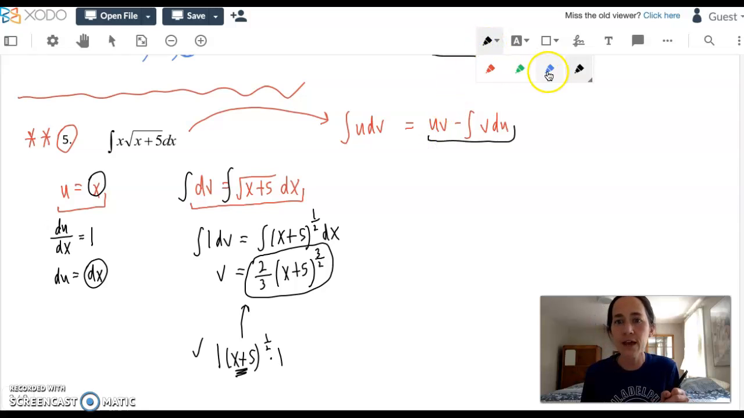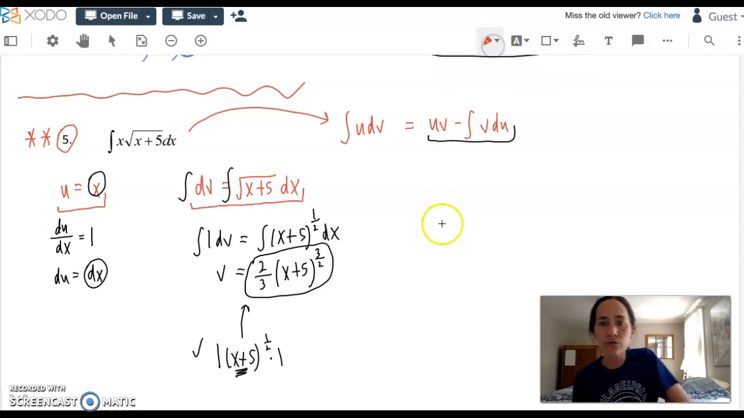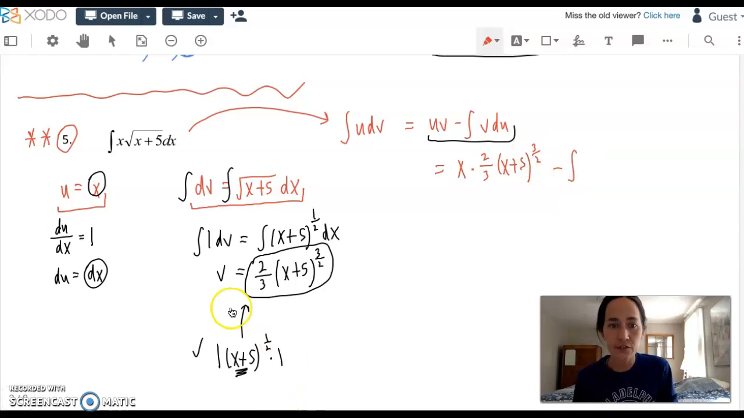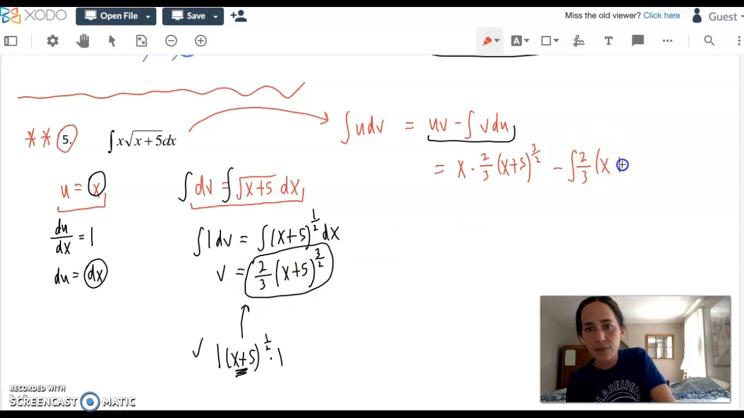Okay, so one more time, checking this out, start with uv. So u is x. v is this thing that we circled. So x times 2/3 x plus 5 to the 3/2. Okay, minus integral of v du. So here comes v again. 2/3 x plus 5 to the 3/2. And du is equal to dx. So we can write a dx there. And this is what we're looking at.